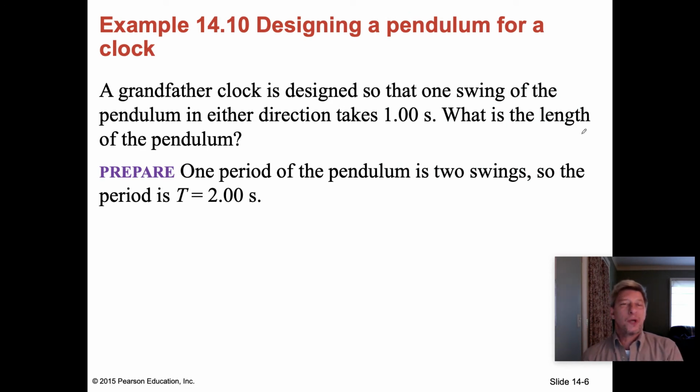So let's try an example. Example 14.10, designing a pendulum for a clock. A grandfather clock is designed so that one swing of the pendulum in either direction takes 1 second. What is the length of the pendulum? Well, one period of the pendulum is 2 swings, so there and back again. So the period is going to be 2 seconds.